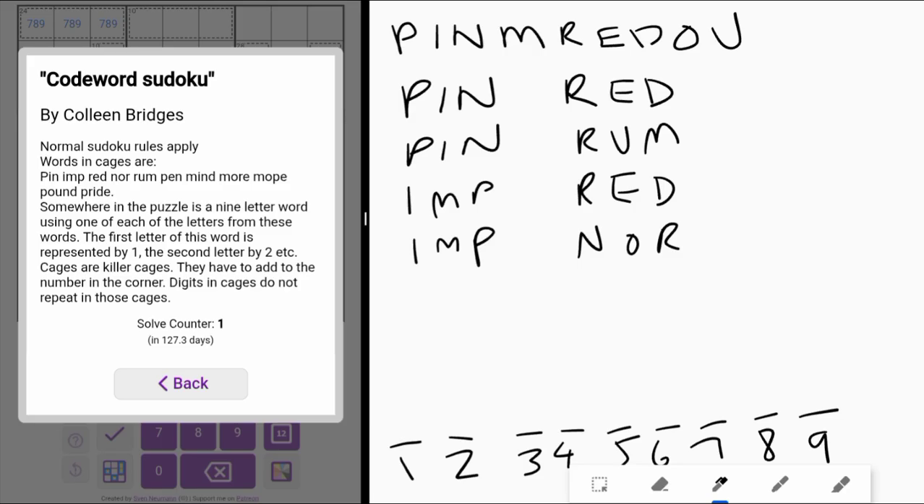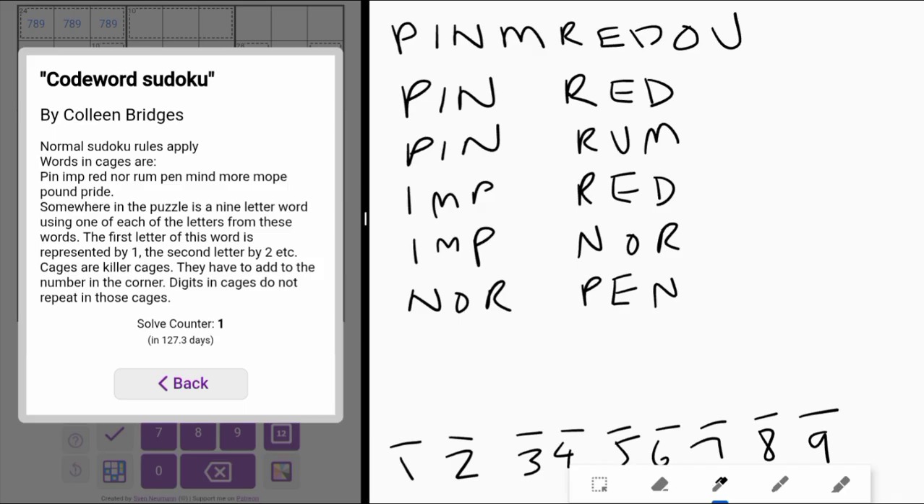Imp and rum can't because there'd be 2 M's, and imp and pen can't because there'd be 2 P's. So red. Can't go with nor because there'd be 2 R's. Can't go with rum, 2 R's. Can't go with pen, 2 E's. So there's no more red combinations. Now nor can't go with rum. Can go with pen.